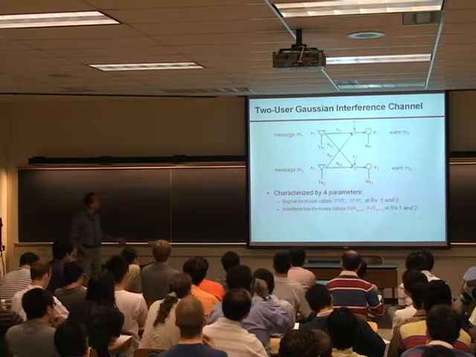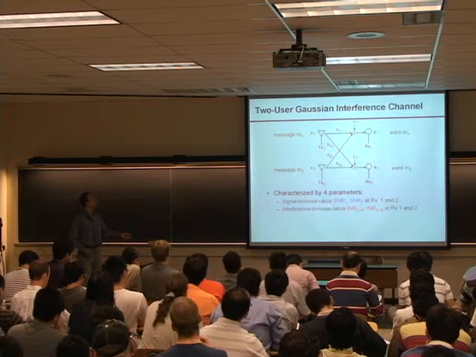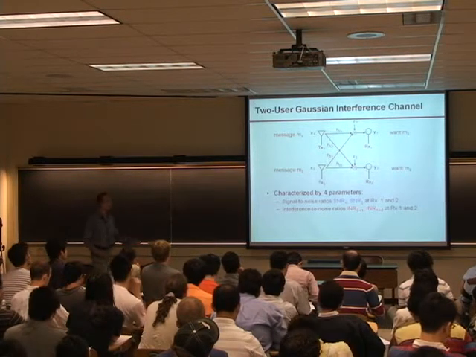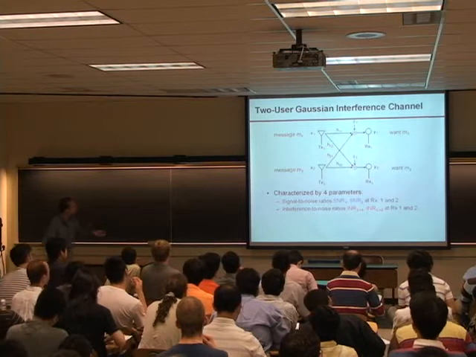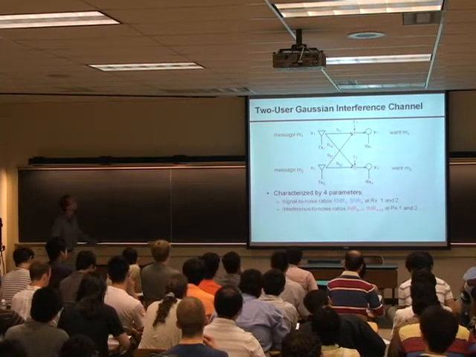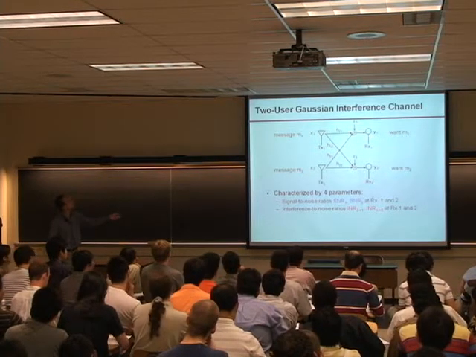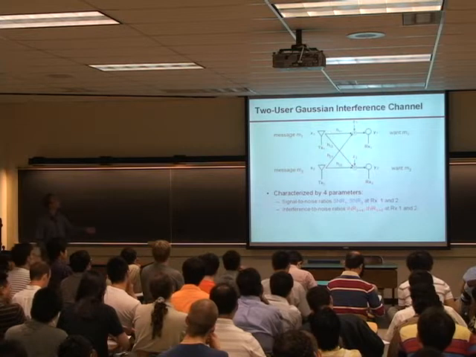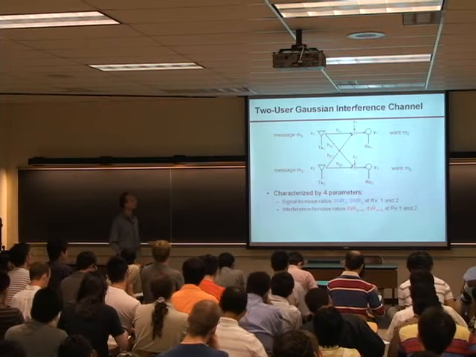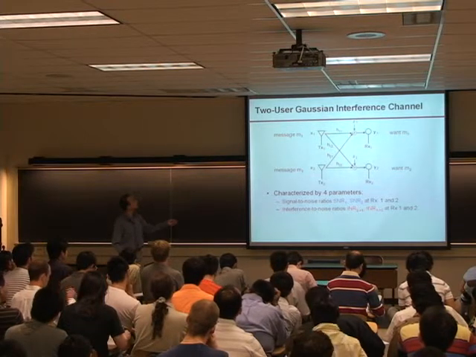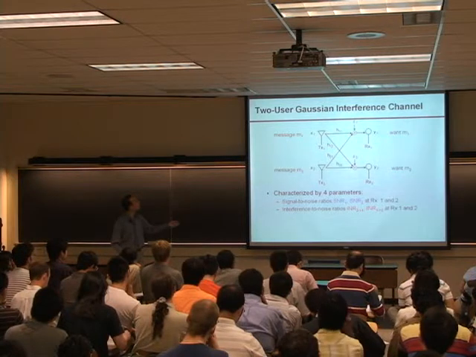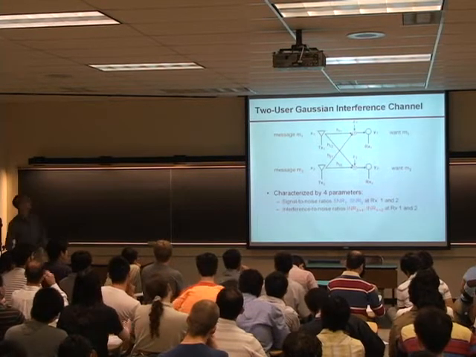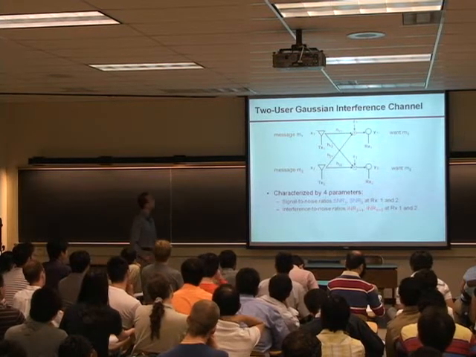The four parameters are basically the signal-to-noise ratio at receiver 1 and receiver 2, and the interference-to-noise ratio at each receiver. I will be using these parameters quite a lot, so let me explain carefully what they are. Signal-to-noise ratio should be familiar to most of us. This is the amount of signal power at the receiver divided by the background noise at the receiver. This is SNR1. Similarly, at receiver 2, you have SNR2. Interference-to-noise ratio is the amount of interference received from the other link at the receiver divided by the noise. So we have four numbers here.